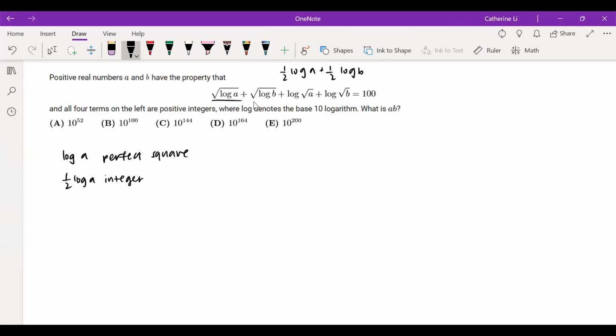So let's say that log a is equal to x squared for some positive integer x. Then that means that x squared over 2 is also an integer, which means that x has to be even. So let's say x is equal to 2m. Then we have 1/2 log a is 2m squared, and then this is 4m squared. And then this same thing applies to b.